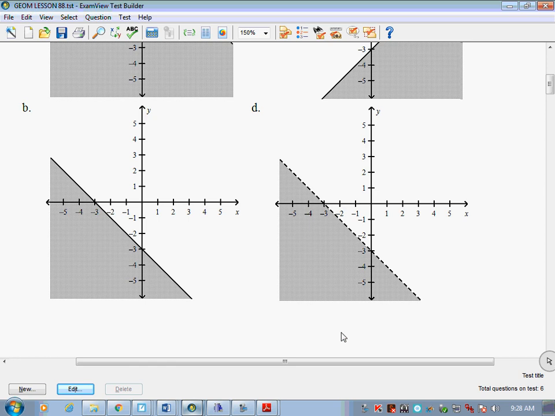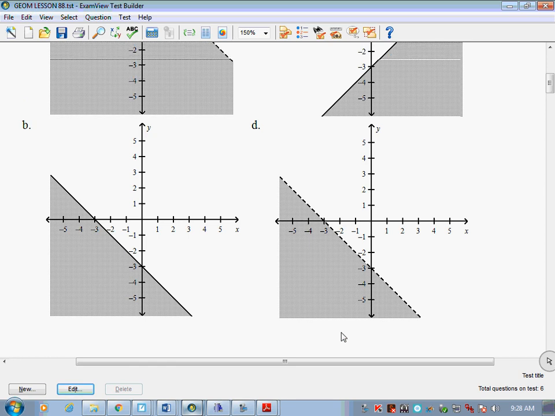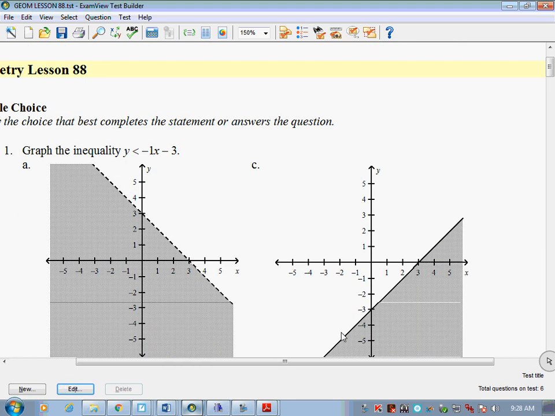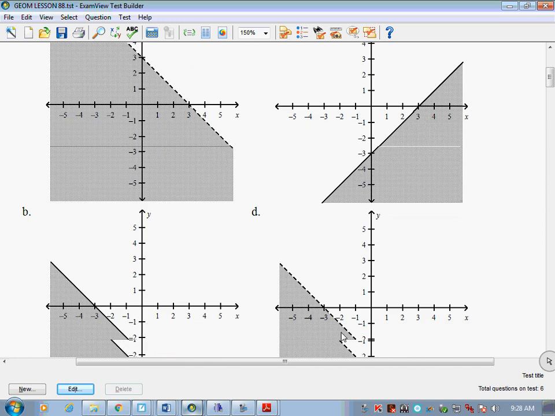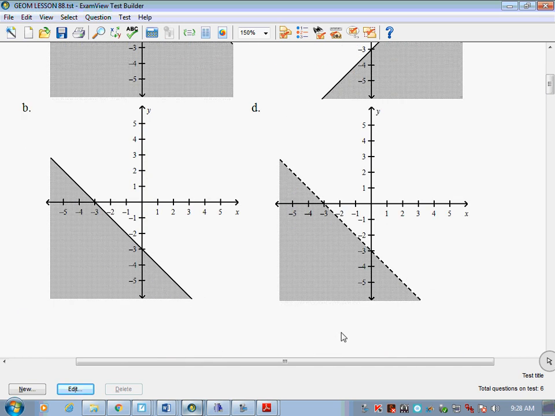So what's the only difference between B and D? The dotted line or the solid line? All right, so we're going to go back and look at our inequality. What should it be? Should it be dotted or should it be solid? Dotted. How do I know it's dotted? Because it's not equal to. So as I go down here to question number 1, which one is the correct answer? D. We want that one right there. All right, pretty easy stuff.